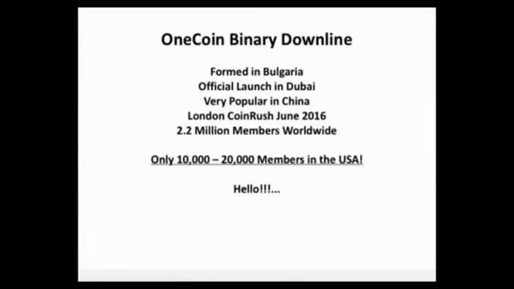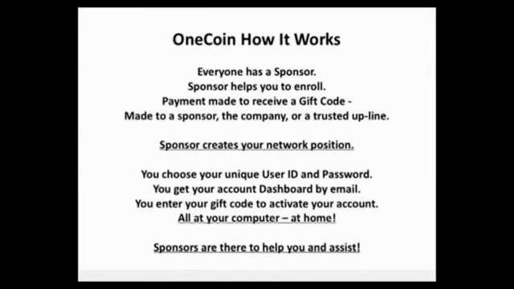The next slide shows how it works. Okay, everybody has a sponsor. Now this is the tricky part, and this is where I got confused at work. When you enroll, you make a payment and you receive a gift code. And the gift code, you can make it to your sponsor, the company, or somebody you trust upline. And the sponsor creates your position in that tree.